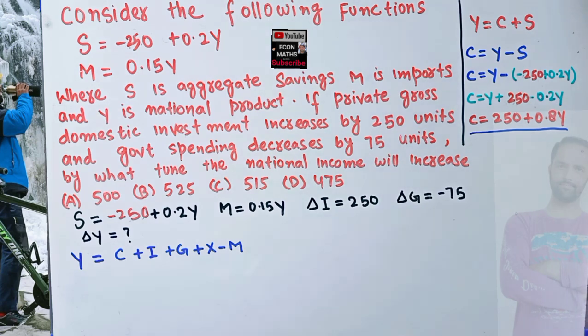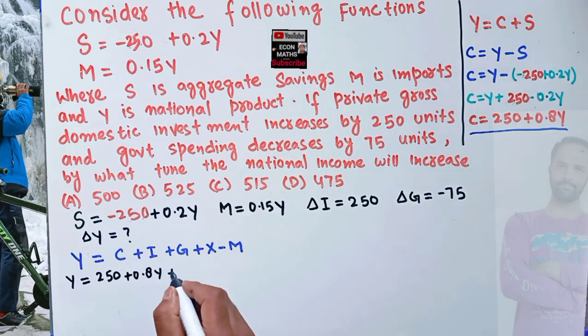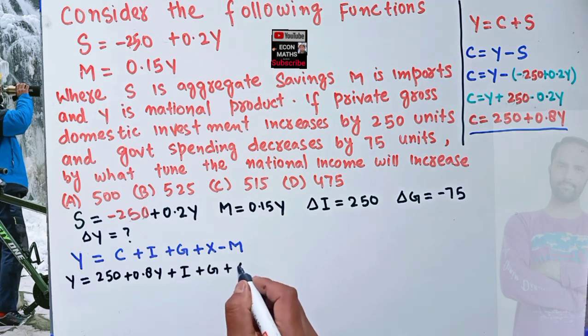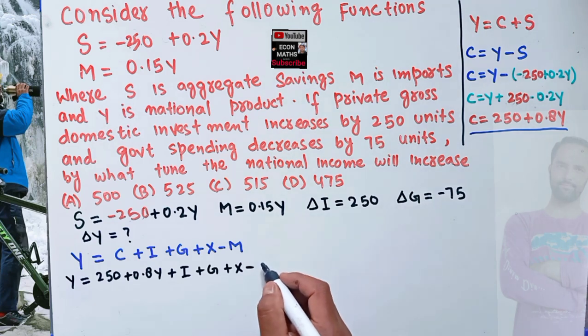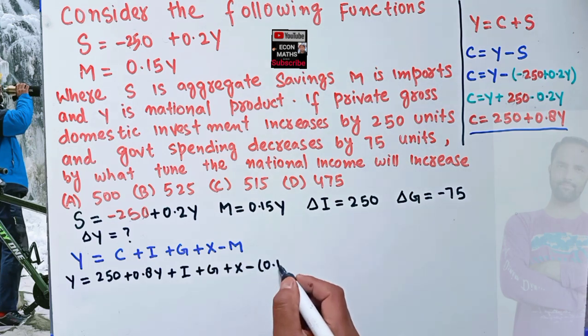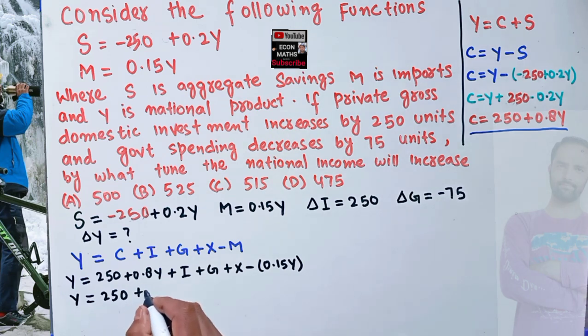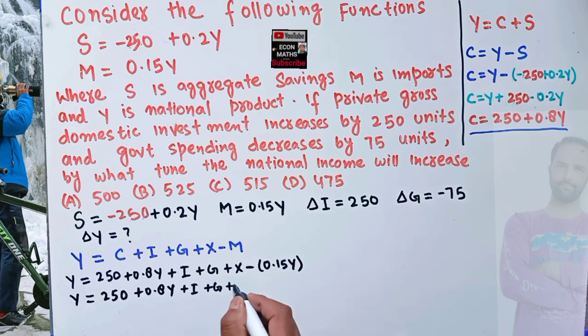That means we can write the national income identity in this function, that is Y is equal to the consumption function, 250 plus 0.8Y, plus investment, plus government spending, plus exports minus imports, which is given to us as 0.15Y. So Y will be equal to 250 plus 0.8Y plus I plus G plus exports minus 0.15Y.